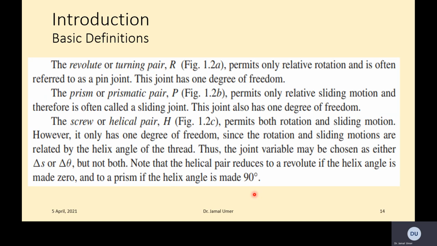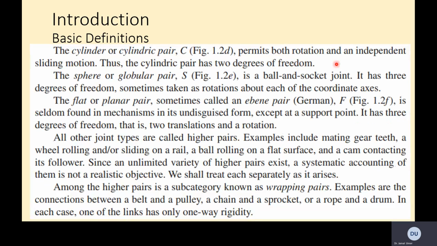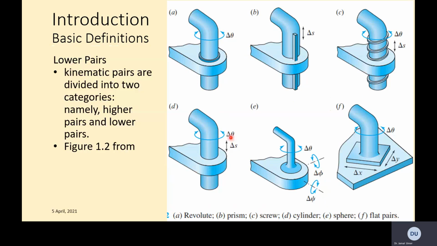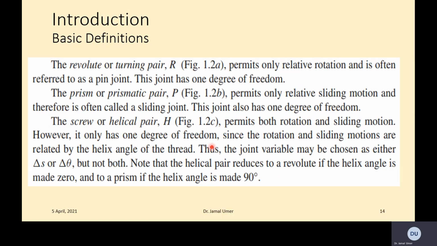Okay, the next one is the cylinder or cylindrical pair, which permits both rotation and an independent sliding motion. This is important: rotation and sliding motion are independent in the cylinder pair. So both delta S and delta theta are independent. Here they are not independent. That's why this requires 2 degrees of freedom to analyze. Thus the cylinder pair has 2 degrees of freedom.